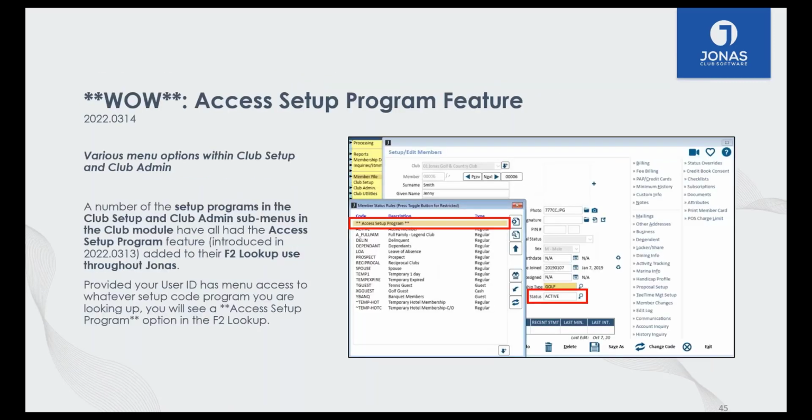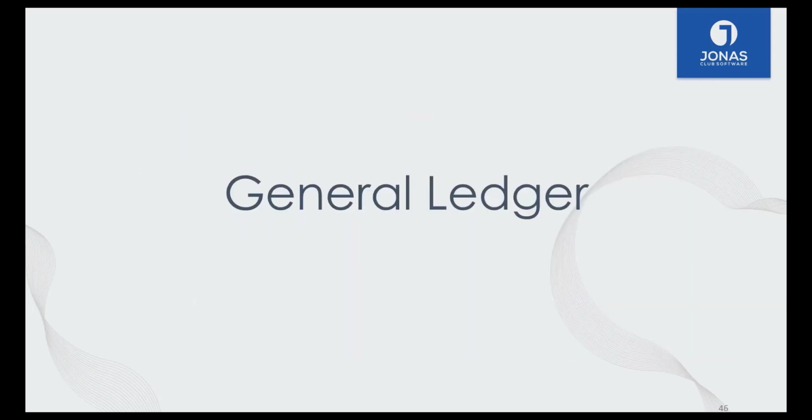And then as a reminder, again, we have that access setup program in all sorts of modules around Jonas, club management being one of them. So once again, you can create a new member status on the fly as you're setting up a member if you need to. That transitions us into the general ledger module. And for this one, I'm going to pass it over to Rob McCann.